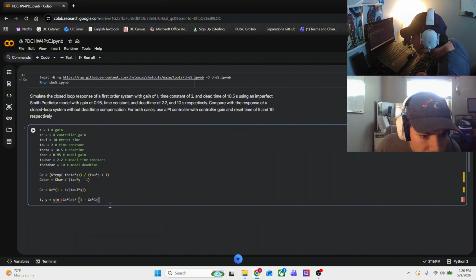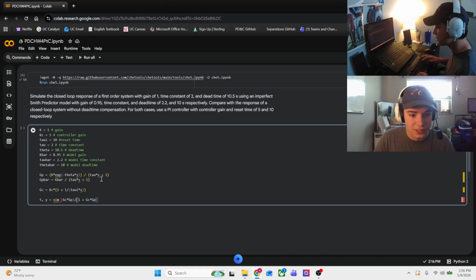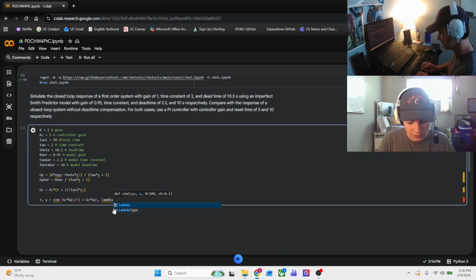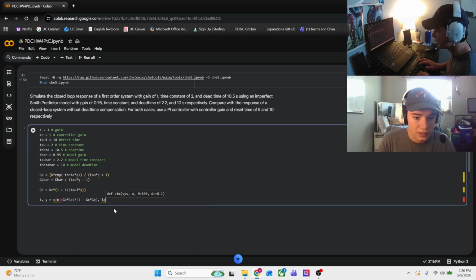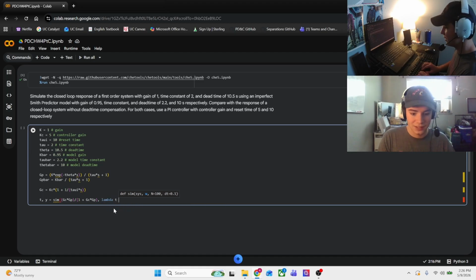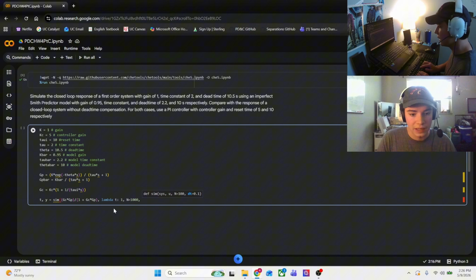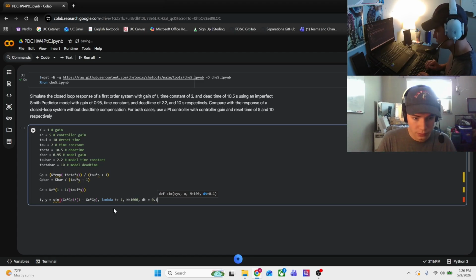Sorry, parentheses are getting kind of funky. And then, of course, we need our lambda t. We're going to have our n equal 1,000. And then I'm going to have our dt equal just 1 this time. Or we'll start with 0.1. We'll bump it up to 1 if we need to.